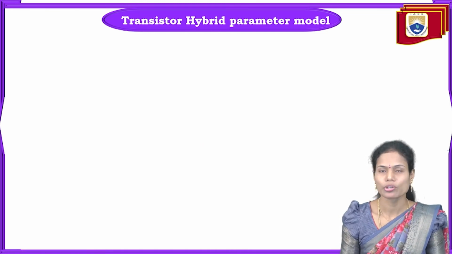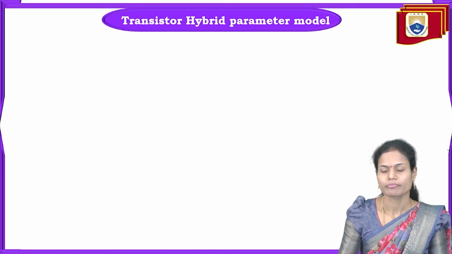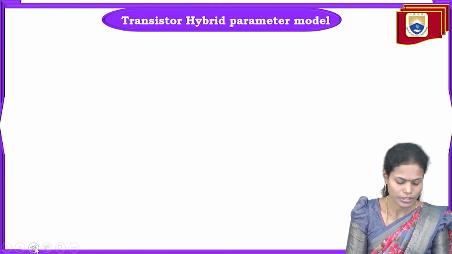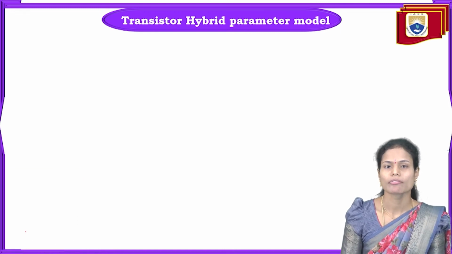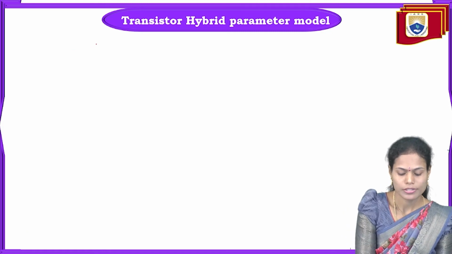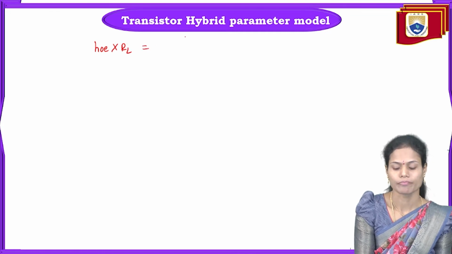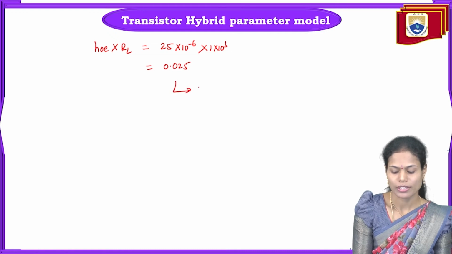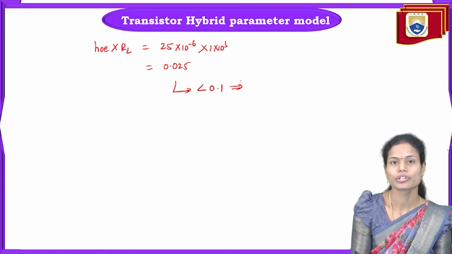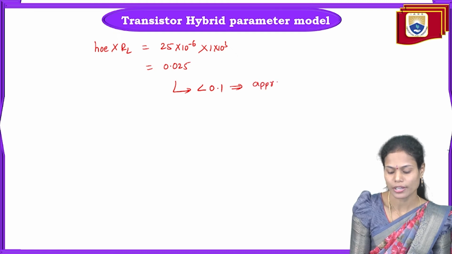But before going to calculate the values, first of all we have to see whether we need to analyze the given circuit with the approximate model or with the exact model. For that purpose, I am doing the HOE into RL value. So the HOE value is 25 micromhos into load resistance value of 1 kilo ohm. If we simplify this one, we will get 0.025. This value is also less than 0.1. So we need to go again for the approximate analysis only.